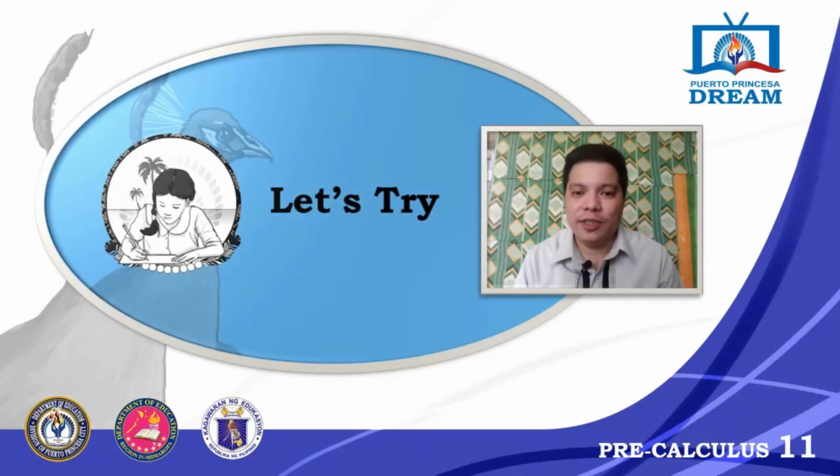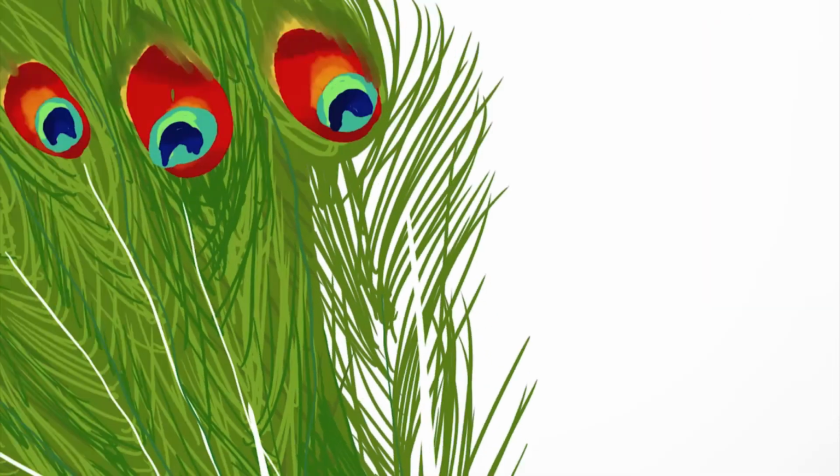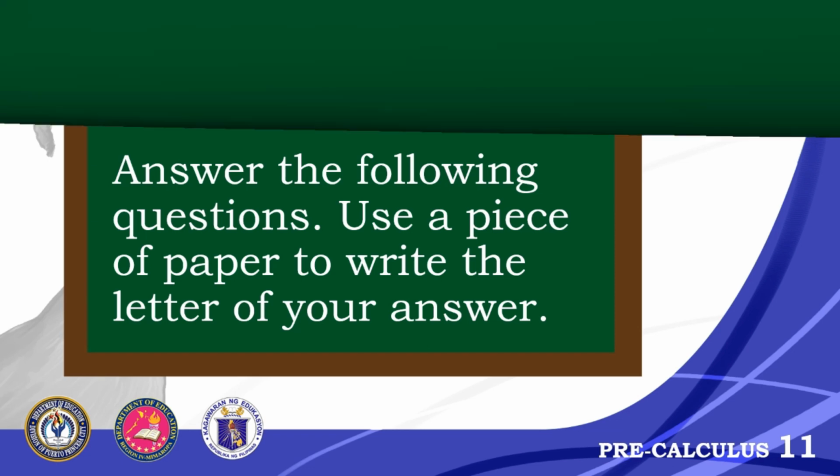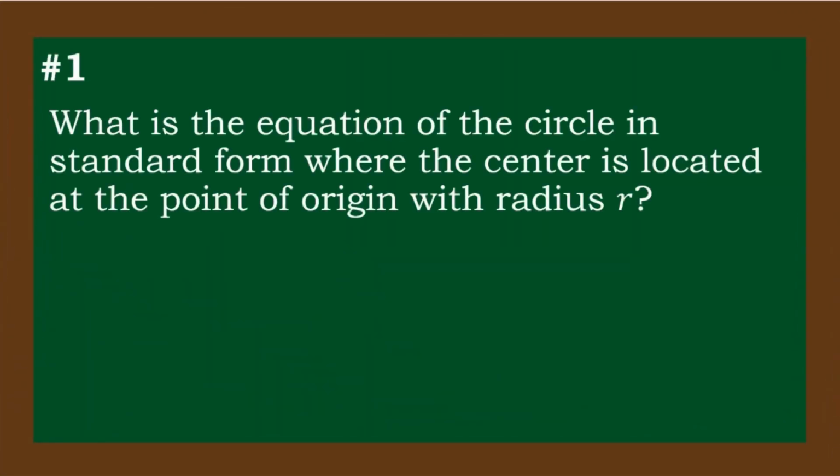Before we begin our discussion, let's start with a short activity and see if you are ready for our lesson. Answer the following questions. Use a piece of paper to write the letter of your answer. Number 1. What is the equation of the circle in standard form, where the center is located at the point of origin with radius r?